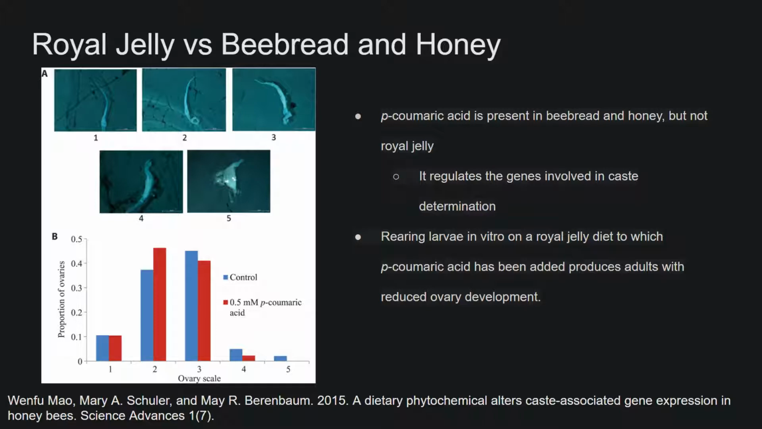Bee bread is processed pollen and honey. P-coumaric acid is present in bee bread and honey, but not royal jelly. P-coumaric acid regulates the genes involved in caste determination.